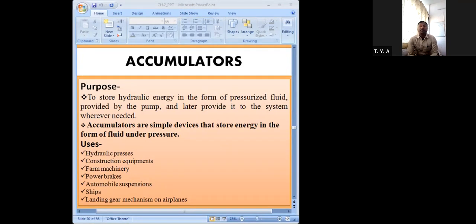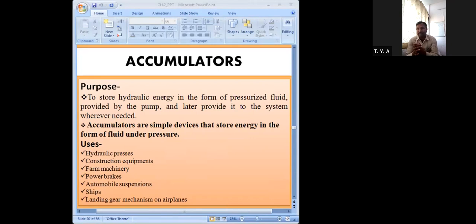In the last lecture we discussed the hydraulic pump, one of the basic elements of the hydraulic system. In chapter number 1 we discussed the actuator, and in chapter number 2 we discussed the pump.